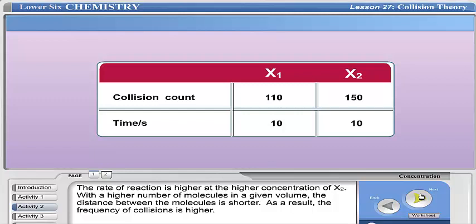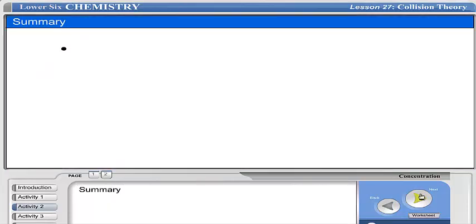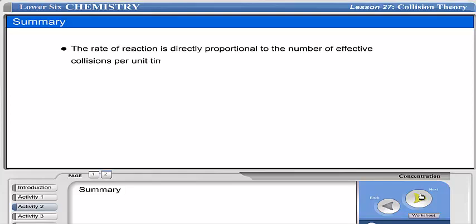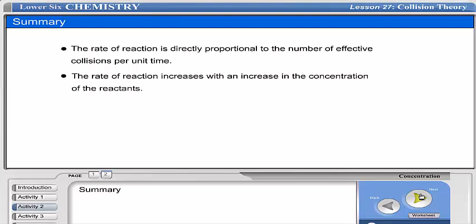The rate of reaction is higher at the higher concentration of X2. With a higher number of molecules in a given volume, the distance between the molecules is shorter. As a result, the frequency of collisions is higher. The rate of reaction is directly proportional to the number of effective collisions per unit time. The rate of reaction increases with an increase in the concentration of the reactants.